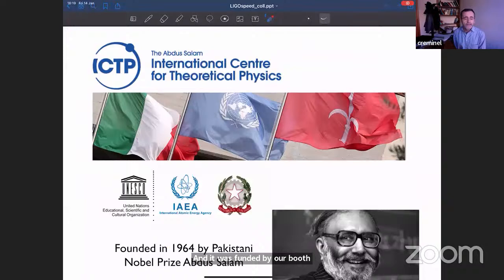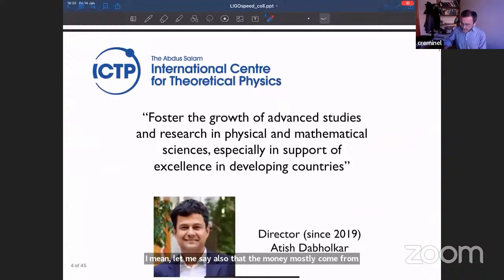And this, of course, creates a connection with this series of conferences, since Salam was one of the founders, as far as I understand, of this series of conferences. Let me say also that money for ICTP mostly comes from the Italian government. And so what is the purpose of ICTP?